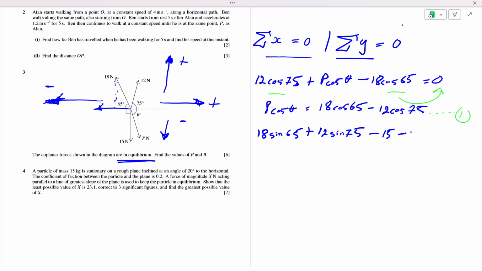the resolution of P in the vertical direction, which is P sine theta. Right? If I resolve P like that, if I draw a triangle here, you can see this is theta, this will be P sine theta, and this will be P cos theta. Okay. This diagram is now a bit messy. I'm just going to rub these out now.